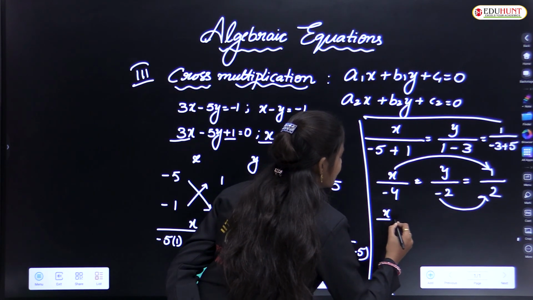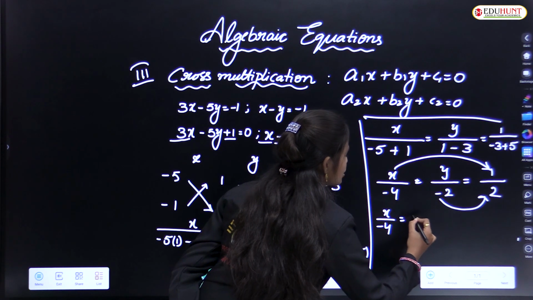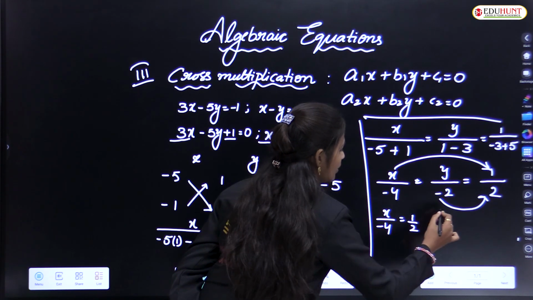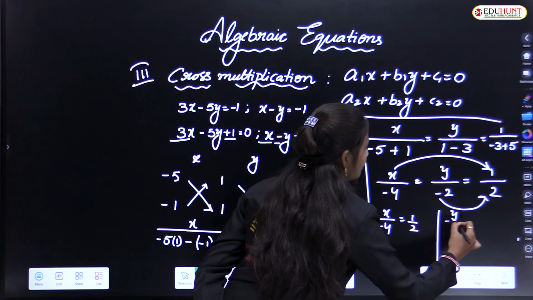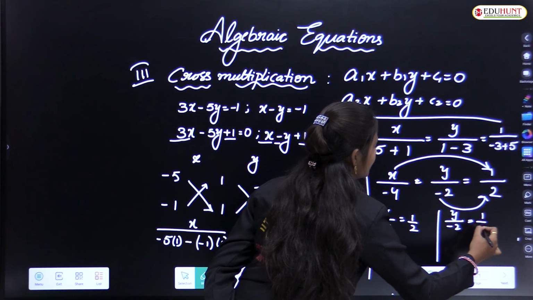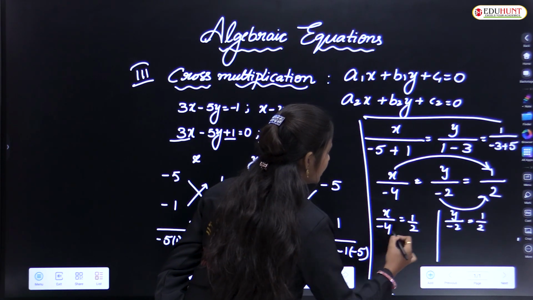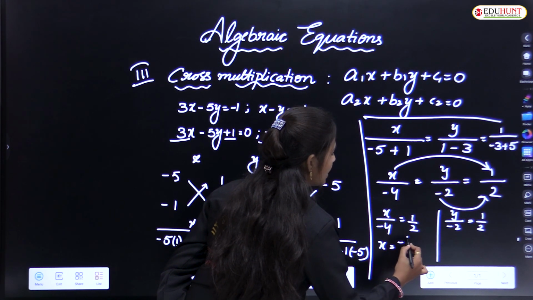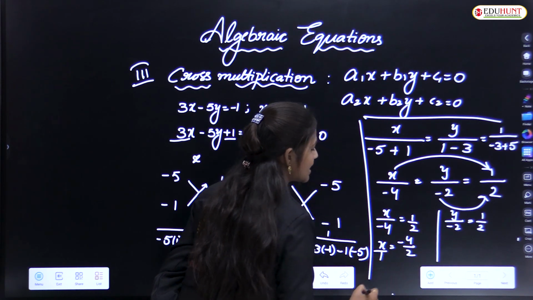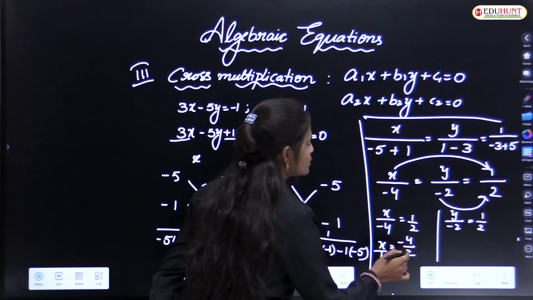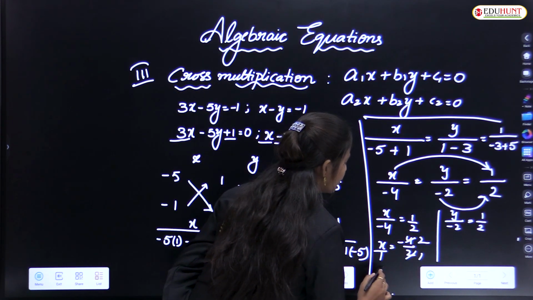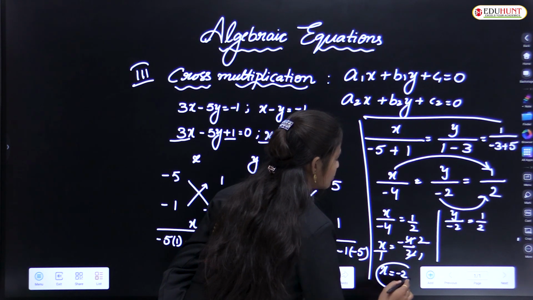So first, x by minus 4 is equal to 1 by 2. Okay, next y by minus 2 is equal to 1 by 2. Clear? Now here x is equal to minus 4 by 2. We can write it as x by 1 also, no? Okay, so 2 1s, 2 2s. We got here x is equal to minus 2.